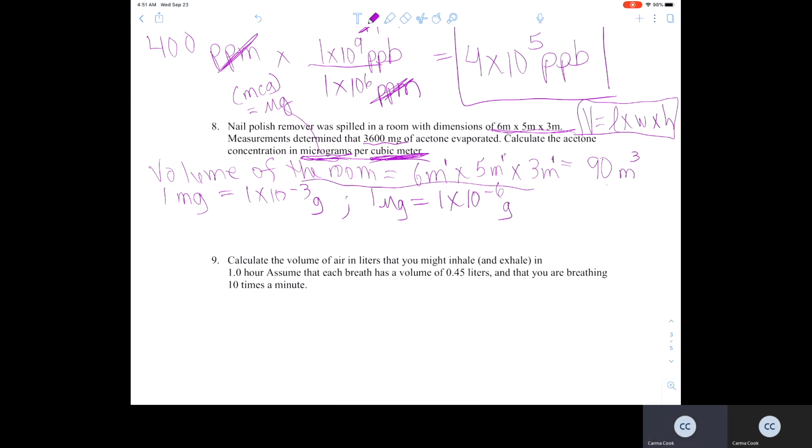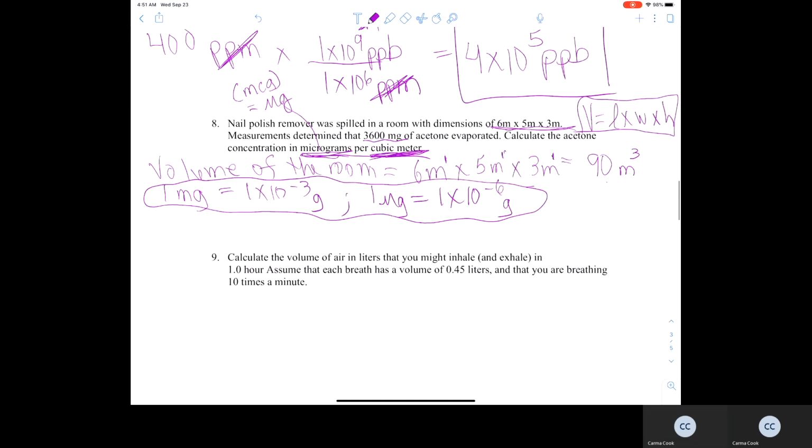So these are two equalities, and we should know by now that an equality is the same thing as a conversion factor. We can take the equality and we can convert it into a fraction, which will mean the same thing as the equality. So 1 milligram per every 1 times 10 to the negative 3 grams. And there's 1 microgram per every 1 times 10 to the negative 6 grams. So those are our two conversion factors.